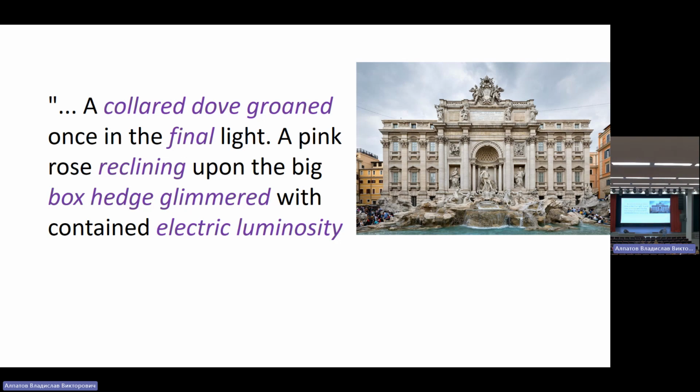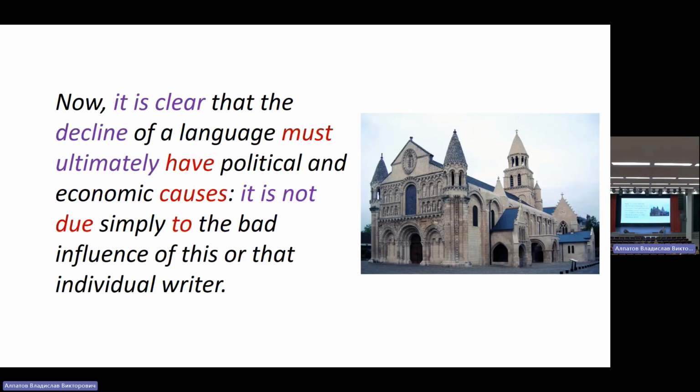And these beautiful lines. And this one, now it is clear that the decline of a language must ultimately have political and economic causes. It is not due simply to the bad influence of this or that individual writer. This is publicist style. This is a piece of George Orwell's essay about the English language.